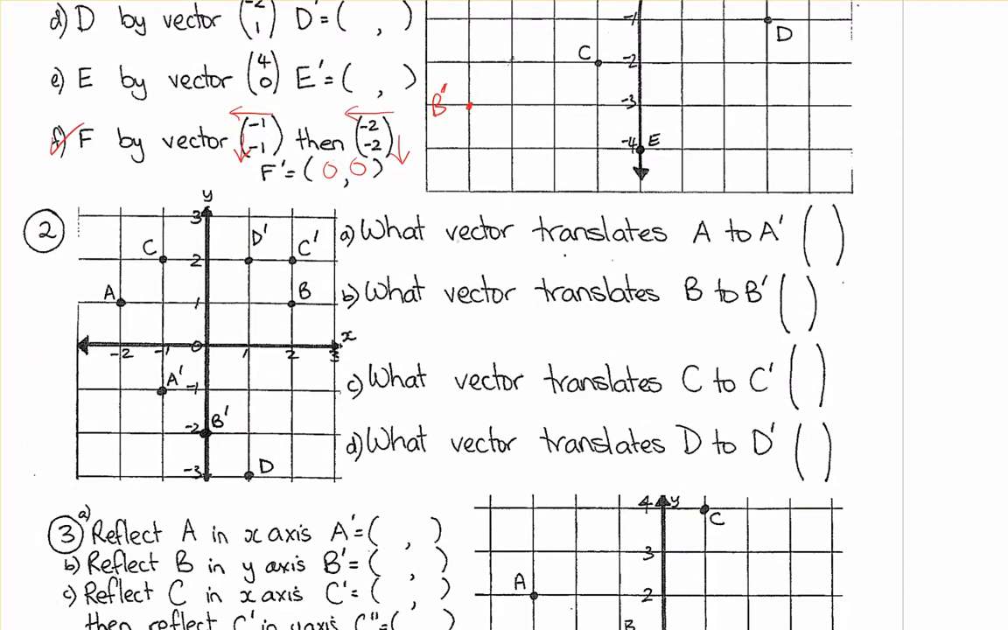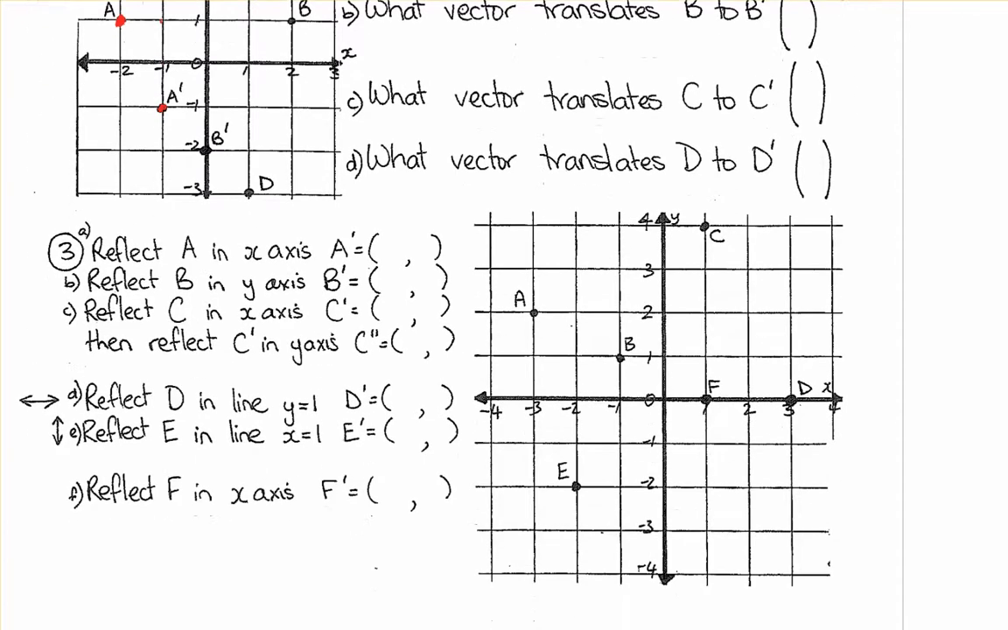Right, having a go yourself, what vector translates A, here's A here, to A dashed? Well, I can see that we need to go across 1 to the right, so it would be across 1, and then we're going down 2, minus 2. You can pause in a minute and try those as well.